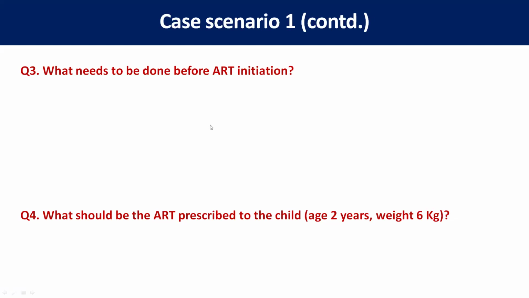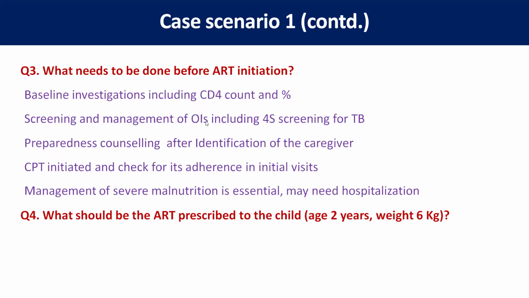As we discussed, thorough examination, clinical evaluation, baseline investigation, diagnosis, staging, screening of OIs, preparedness counseling, nutritional counseling, and all those. If there are any complications, you have to treat them. There's no hurry in initiation of ART; make the child stable first. What ART should be prescribed to the child who is 2 years and 6 kg? Anyone? The answer is?